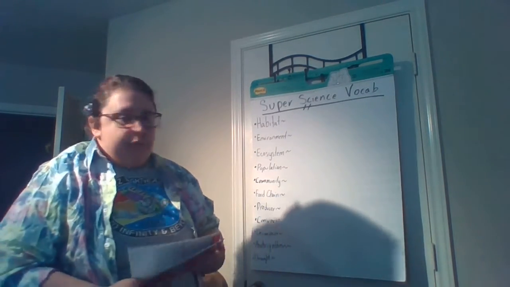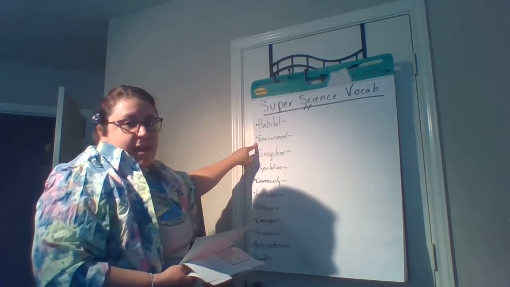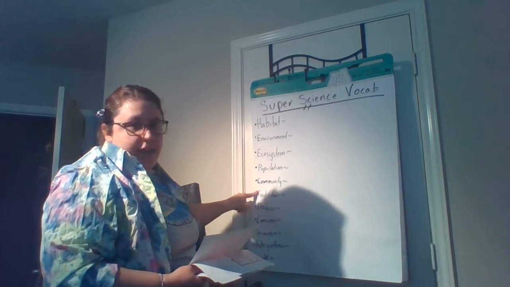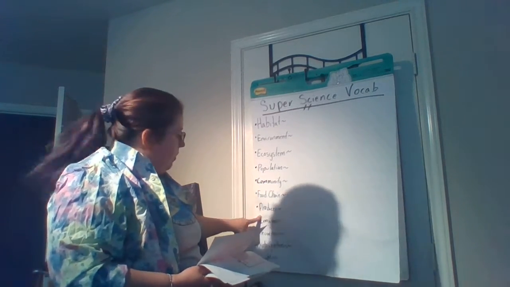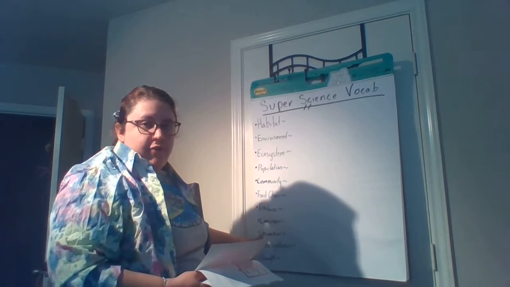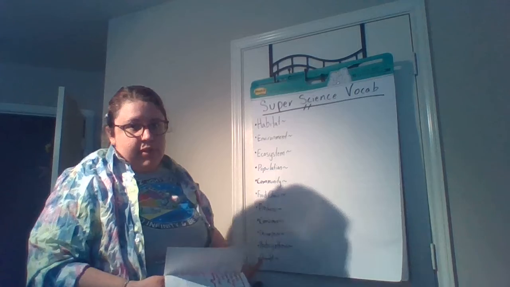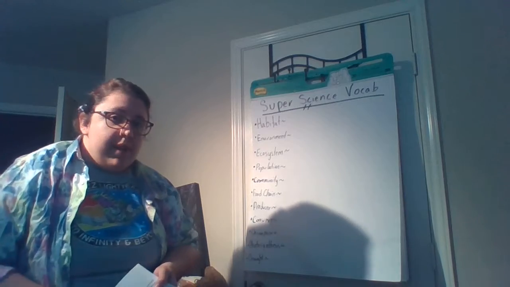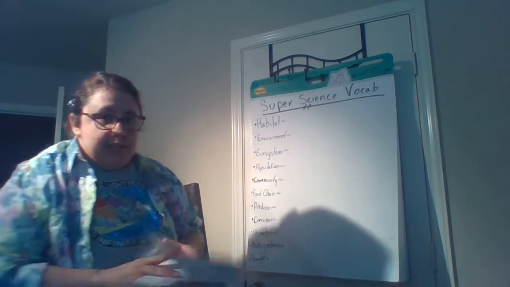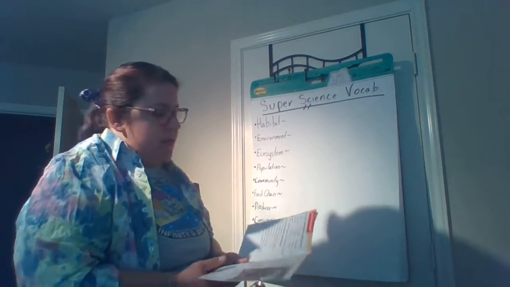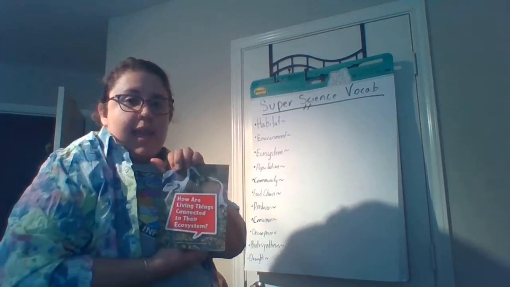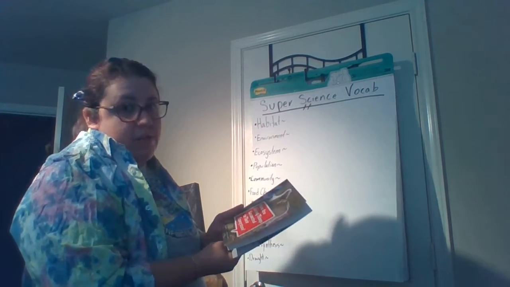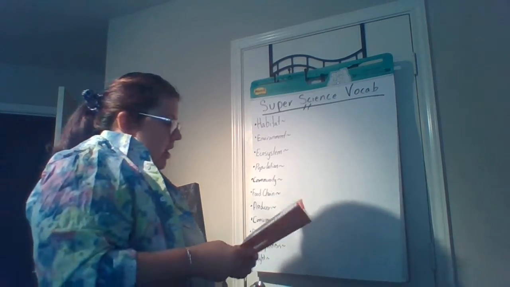So the words we're going to be looking out for are habitat, environment, ecosystem, population, community, food chain, producer, consumer, decomposer, photosynthesis, and drought. Alright? A lot of these words you're probably familiar with, but we need to go over them because they're super important. Alright, so I'm going to be reading to y'all a non-fiction book called How Are Living Things Connected to Their Ecosystem. So that's what we're talking about this week, right?